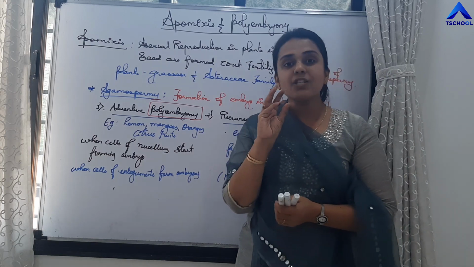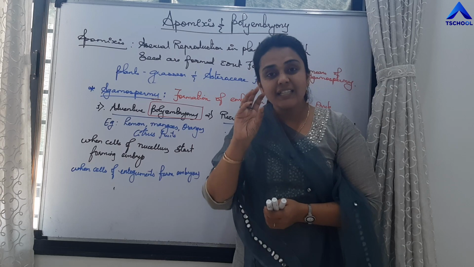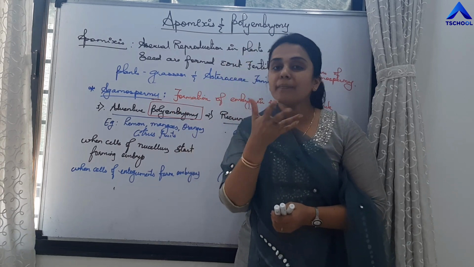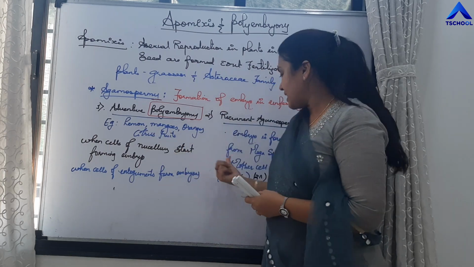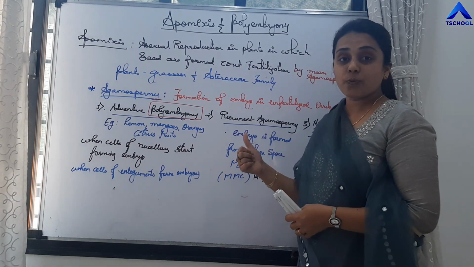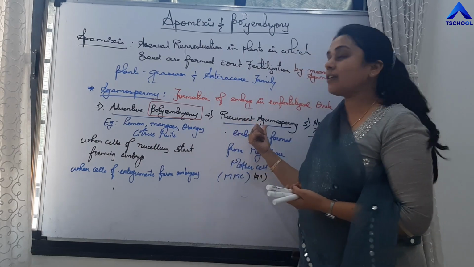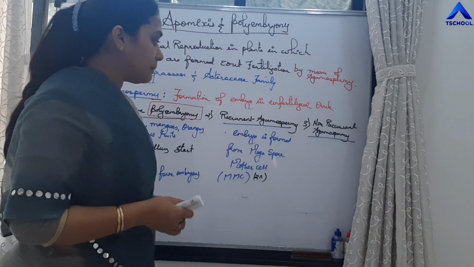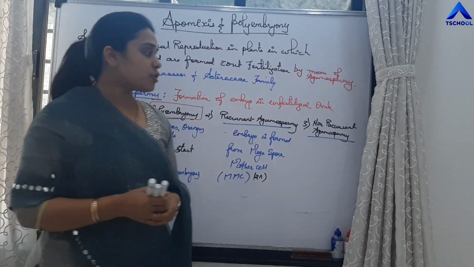So one megaspore mother cell, which is formed from a cell of nucellus, this cell itself is going to divide and form an entire embryo without meiosis. There will be only mitotic divisions. Such kind of formation of embryo from megaspore mother cell, so the unfertilized ovule, is called as recurrent agamospermy. And the third type is non-recurrent agamospermy.